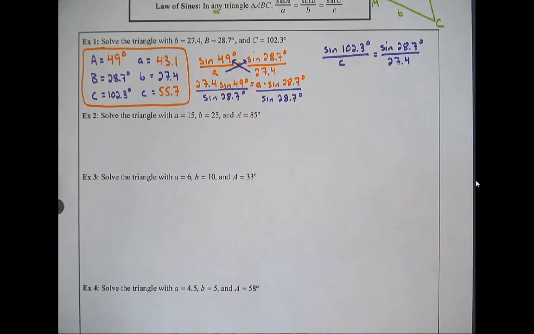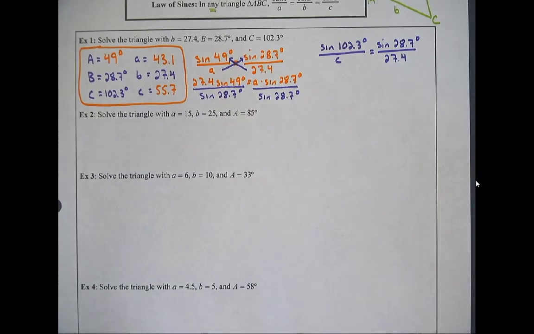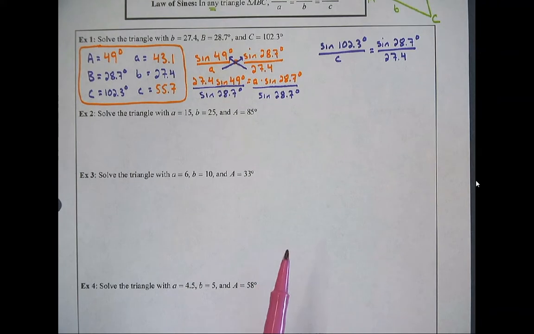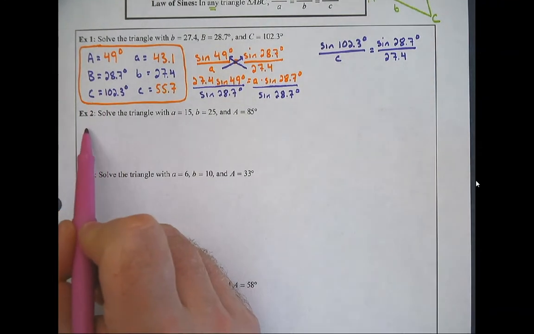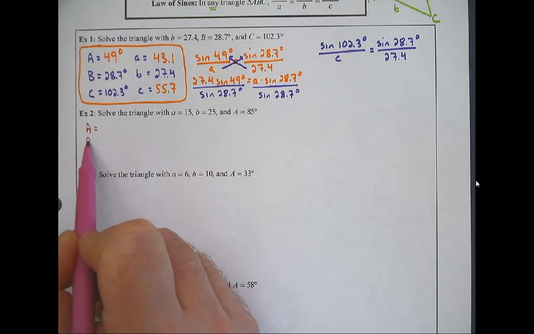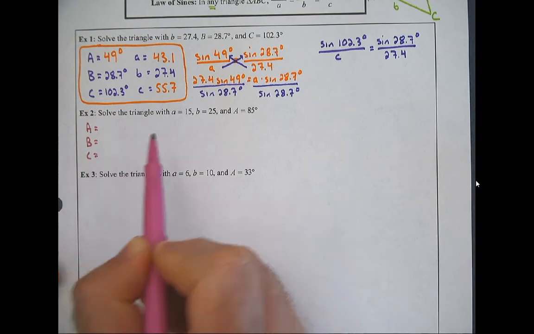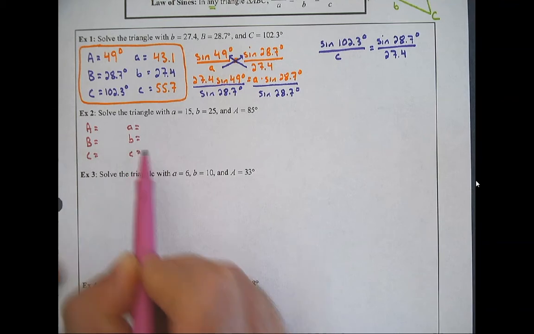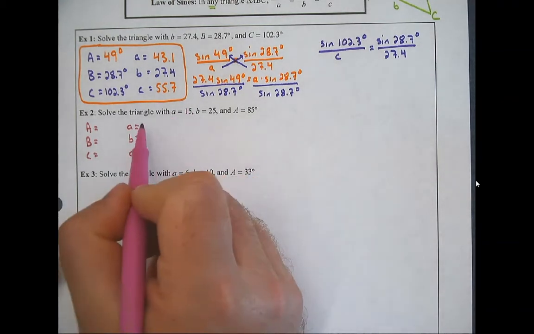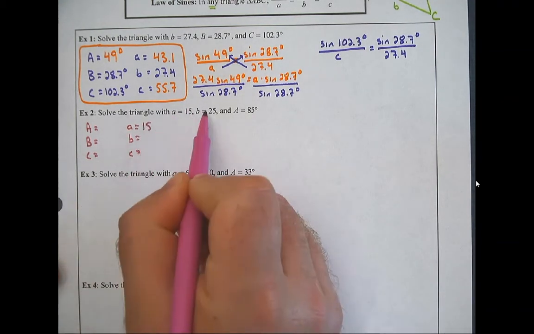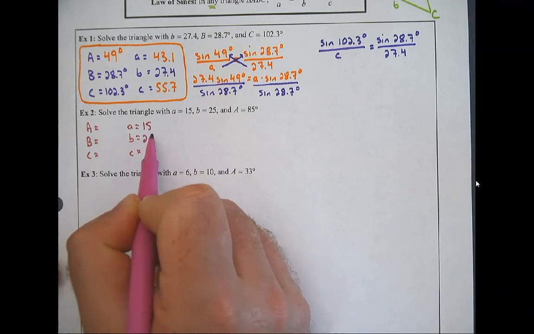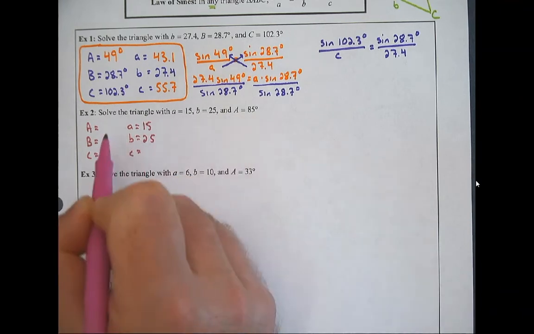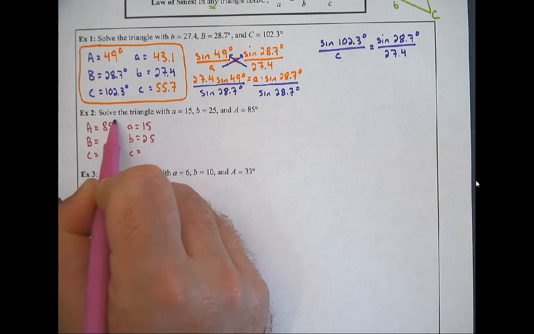Example 2, solve the triangle with the given information. Solve the triangle means find all the sides and all the angles. So the first thing I'm going to do is identify my little table again: A equals, B equals, C equals for the angles, and then a equals, b equals, c equals for the sides. I'm going to put the givens in. So 15 is little a, little b is 25, big A is 85 degrees.